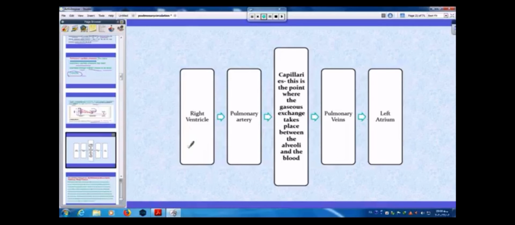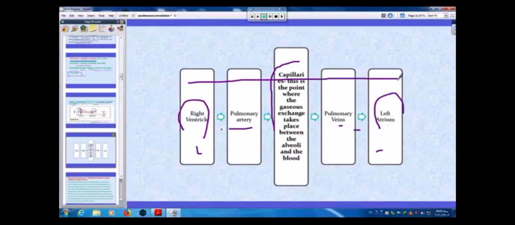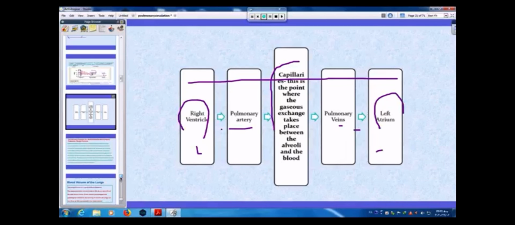We can conclude from this discussion that the right ventricle is the source of the pulmonary circulation. After the right ventricle we see the pulmonary artery, and after that the capillaries. This is the point where gaseous exchange takes place between the alveoli and the blood, and then the blood enters the pulmonary veins and is transported to the left atrium. This is the start point and this is the end point of the pathway for the pulmonary circulation.